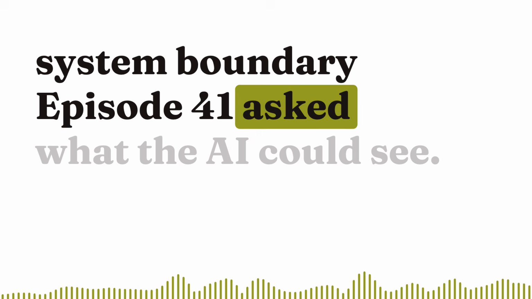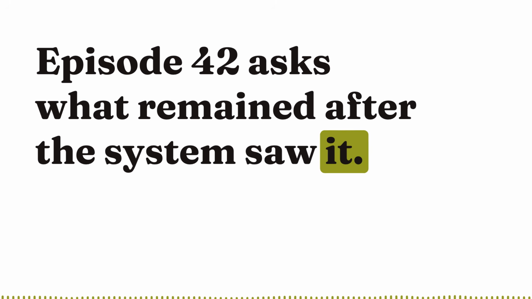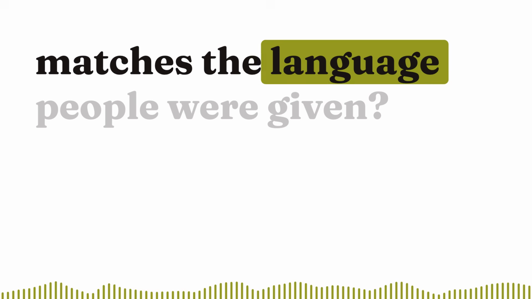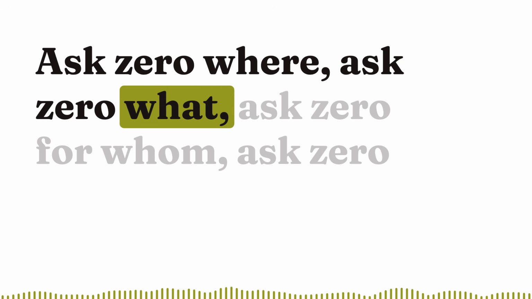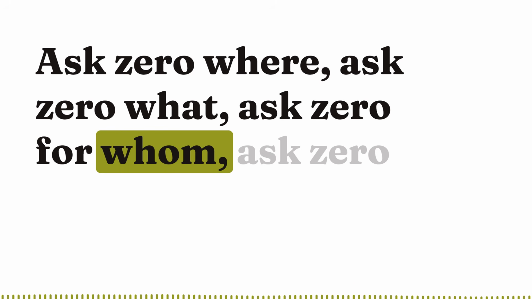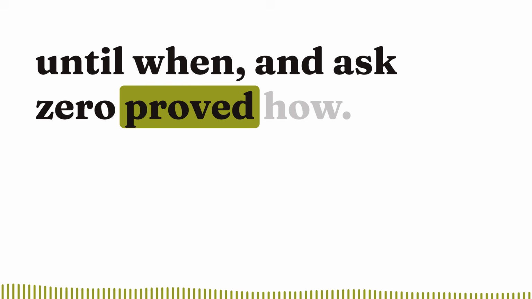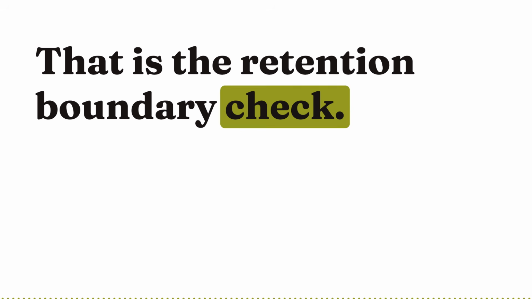Episode 41 asked what the AI could see. Episode 42 asks what remained after the system saw it. Next comes the proof. Can the organization show that the effective path matches the language people were given? Ask 0 where. Ask 0 what. Ask 0 for whom. Ask 0 until when. And ask 0 proved how. That is the retention boundary check.